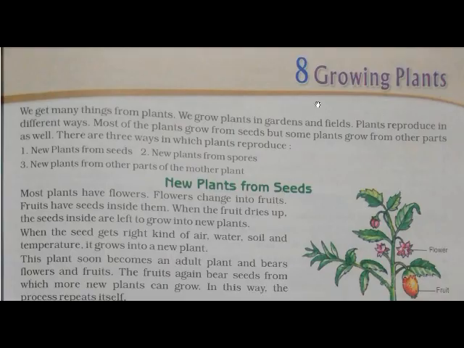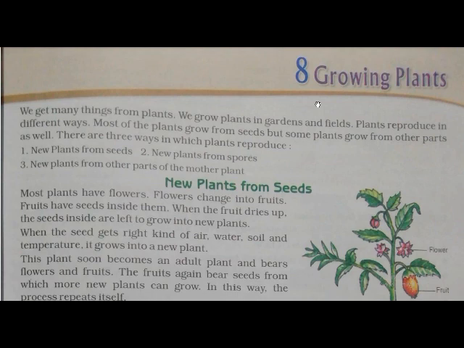Hello students, today I am going to explain chapter number 8, that is growing plants. In this chapter we will learn about different types of plants, flowers, seeds, fruits, and how plants grow, how new plants grow, how they give flowers. This thing we will learn in this chapter. We get many things from plants. We grow plants in garden and field.